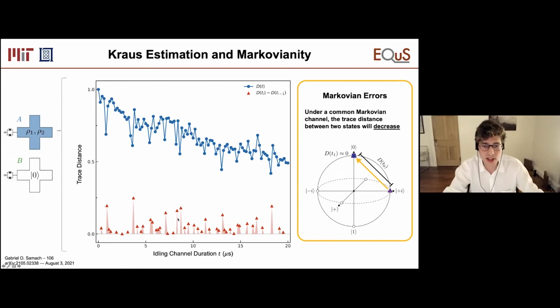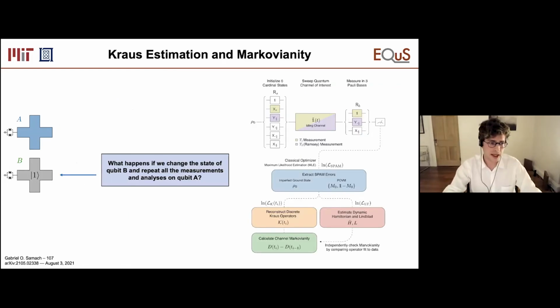And the red is just showing the difference in trace distance between adjacent time steps to really highlight whether or not we're seeing an increase or a decrease in the trace distance with time. Okay, so all of this so far has been looking at qubit A when qubit B was just left alone in its ground state. What happens if we change the state of qubit B and repeat all the same measurements and analyses on qubit A? So here we're going to put qubit B into an excited state and repeat this whole story.